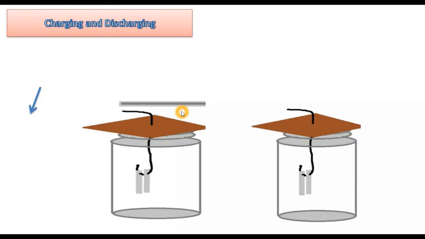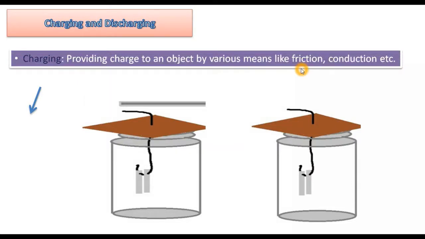And just the reverse process is discharging. That means you are removing the charge from a body. So charging is providing a charge to an object by various means like friction, conduction, etc. We have seen that we can charge an object by friction, that is by rubbing. So when we rub two objects, we are basically creating friction.